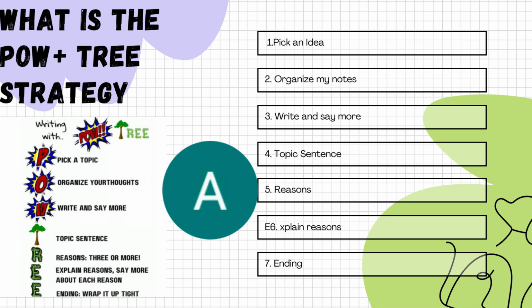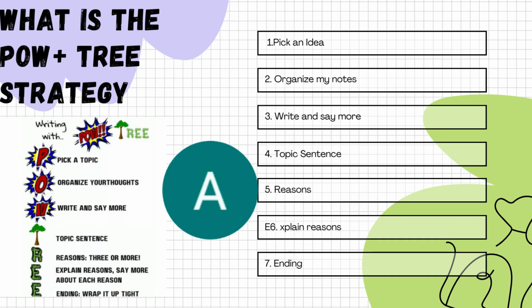So let's begin with, what is the POW plus tree strategy? POW stands for pick my idea, organize my notes, write and say more. It's a universal writing strategy for any genre. TREE stands for topic sentence, reasons, explain reasons, and ending. Together, POW plus TREE gives students both the process and the structure they need to write effective opinion pieces.